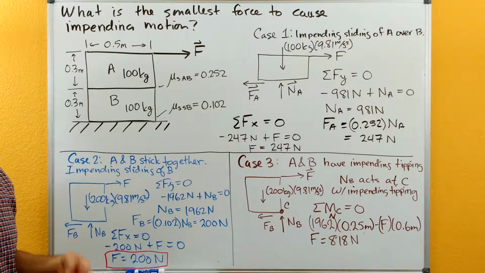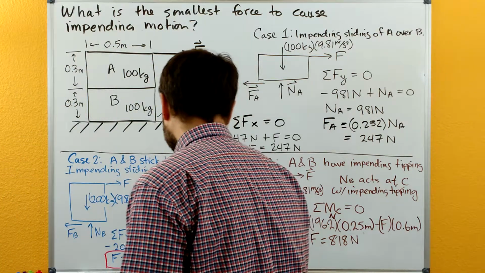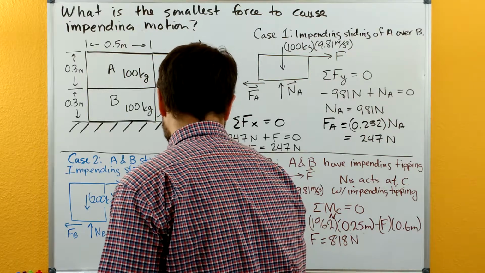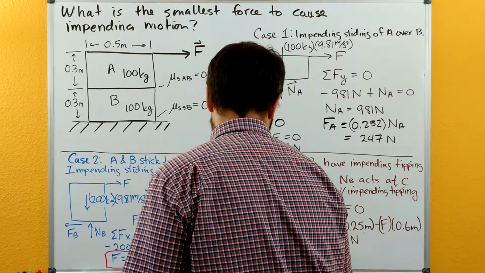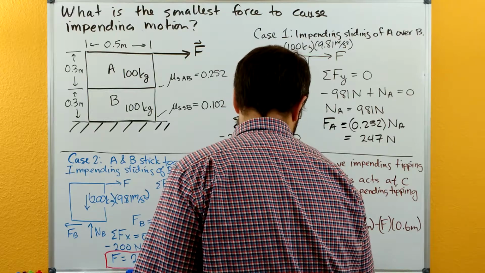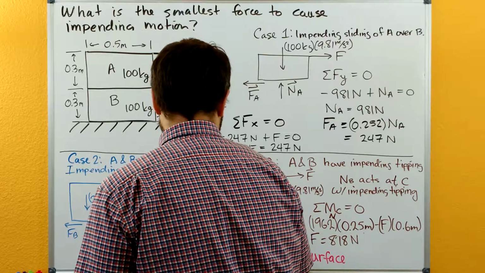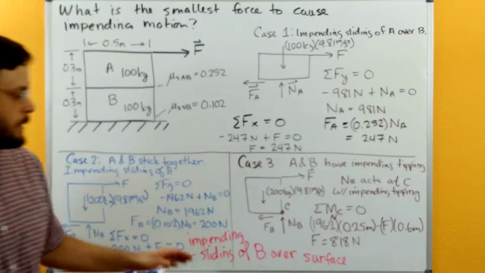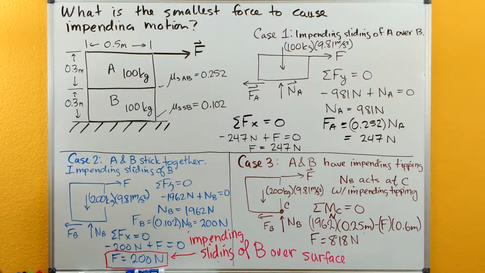Again, if this is on an exam or a homework, you want to clearly mark which of the three cases is going to occur, so that you're showing the person who's grading your work that you understand which of those three, and then make sure that you write a note. So we could write a note something like this: impending sliding of B over the surface, to indicate, yeah, this is definitely the case that occurs.